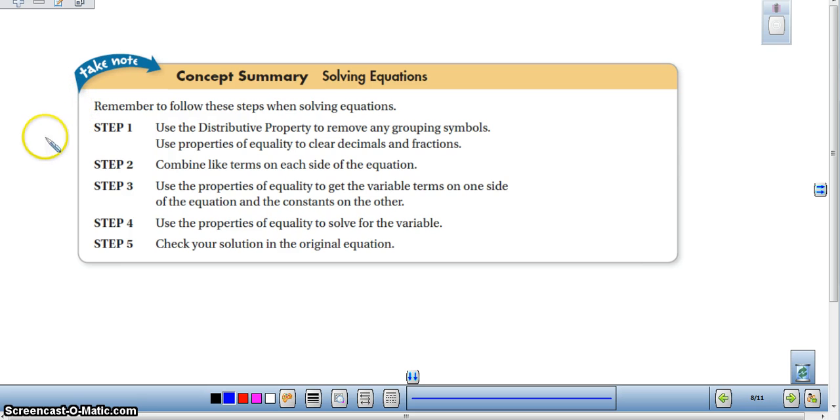As you solve your problems in this lesson, keep in mind: step 1, use the distributive property first, and clear the decimals and fractions. Step 2, combine your like terms. Step 3, use your properties to solve. Step 4, use your properties to solve for that same variable, and then always make sure you check your solution.